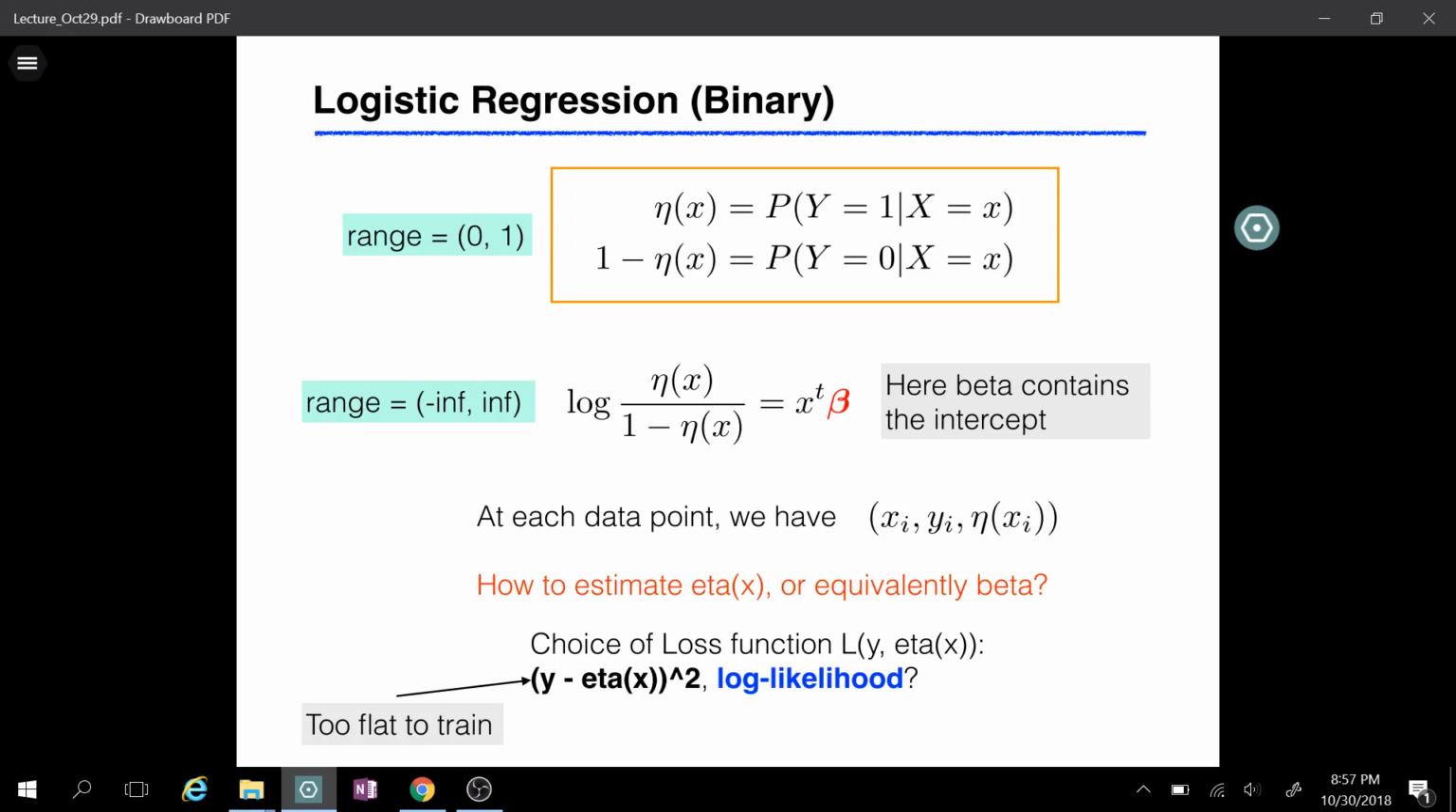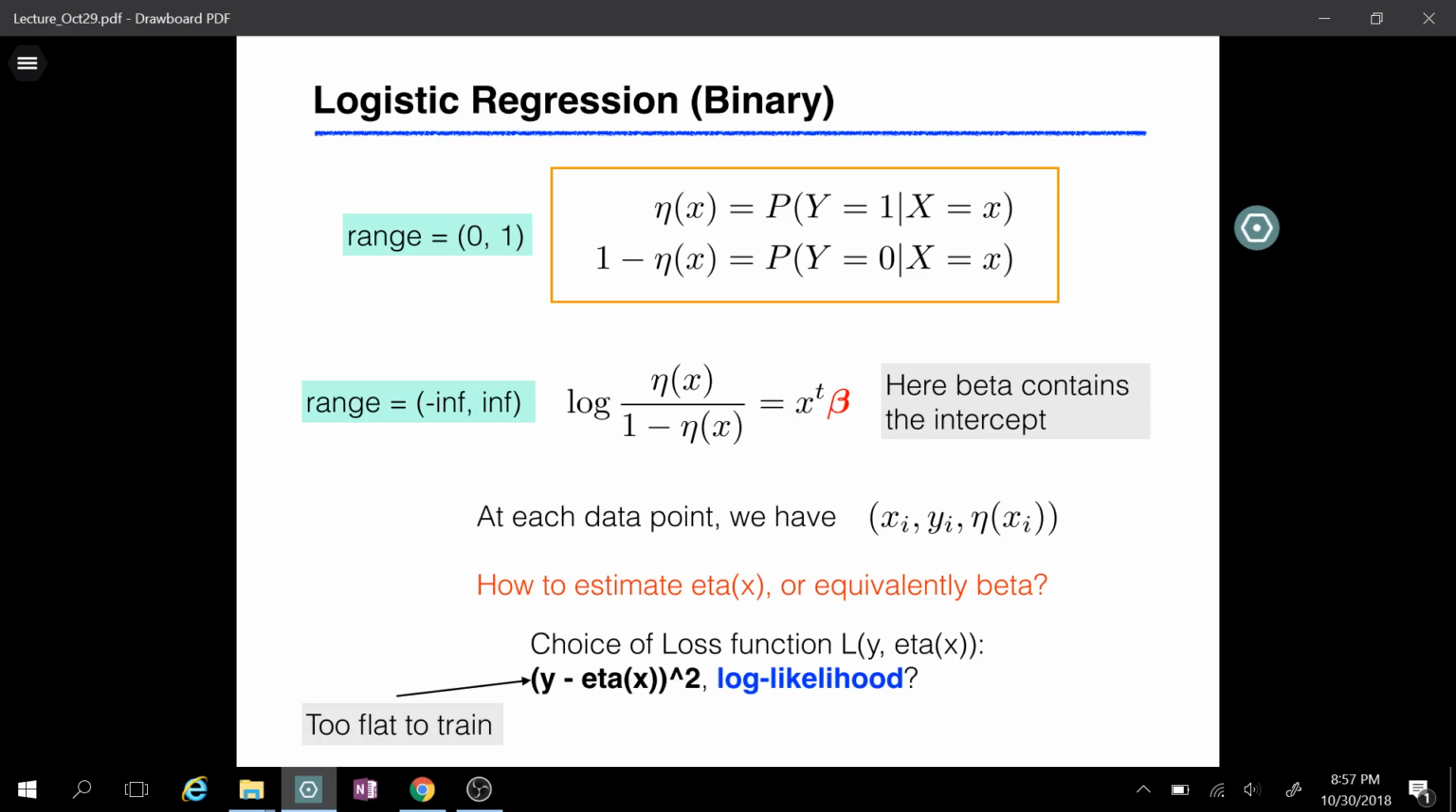And so now we're going to model this log of the ratio of eta over 1 minus eta by a linear model, x transpose beta. Here, for simplicity, we're going to absorb the intercept into the x. So our beta will be all the coefficients, including the intercept.